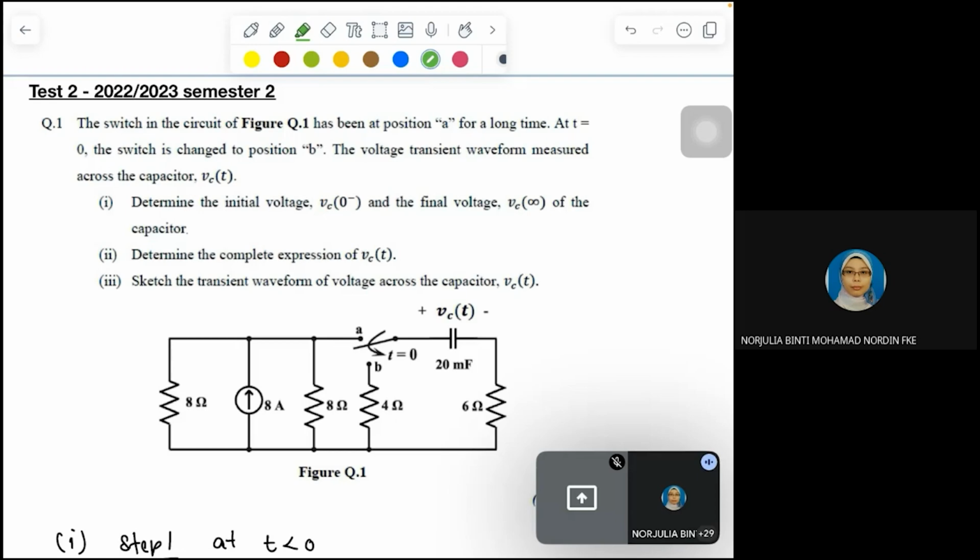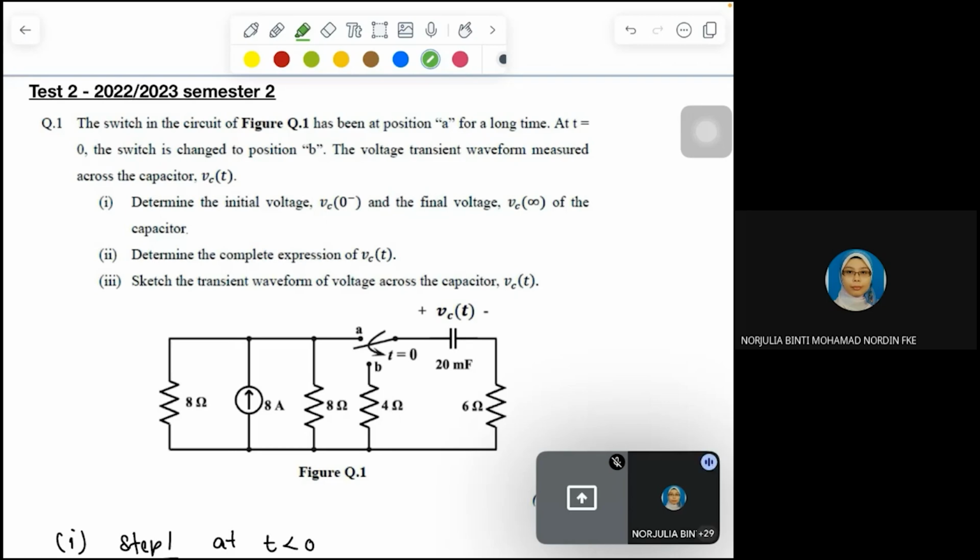Before we move on, do you want me to move to the second order circuit and then go back to the first order, or just finish this example and then move to the second order? Could you please finish this example first? Okay, we finish this first order first, then we move to the second order.